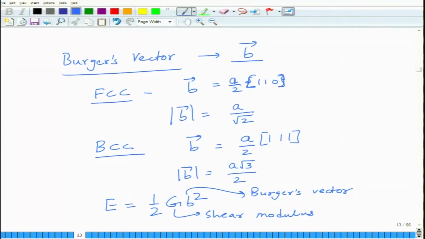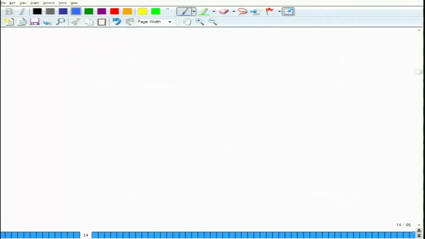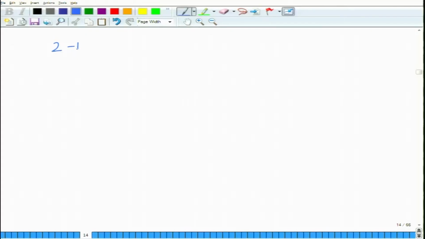These are all 1D defects, and now in the next class we will look at the third category of defects which are called 2D defects, which are basically surfaces. Okay. So, this we will discuss in the next lecture, which is the final lecture of this course.